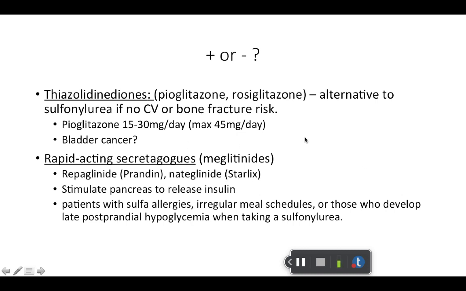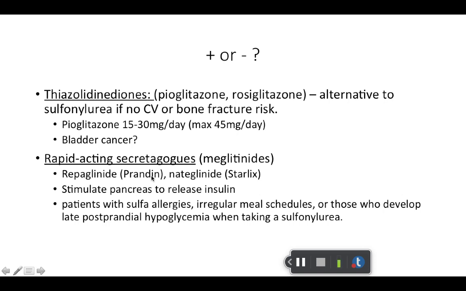And then here's the dosage, just FYI on that one. Then we have the TZDs, pioglitazone and rosiglitazone. This is an alternative to sulfonylureas if no cardiovascular or bone fracture risk. There's also concern with these. They may cause bladder cancer with longer term chronic use. There have been some animal studies done on that, but anyways, just FYI.